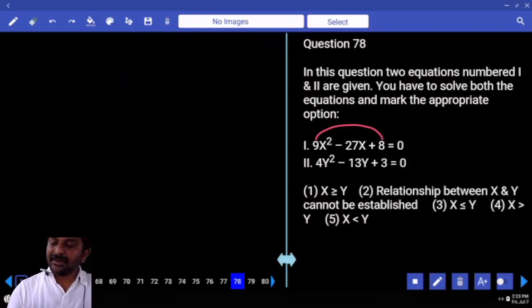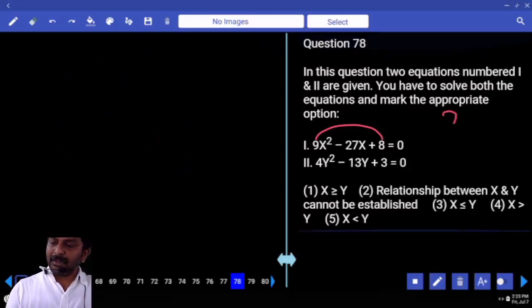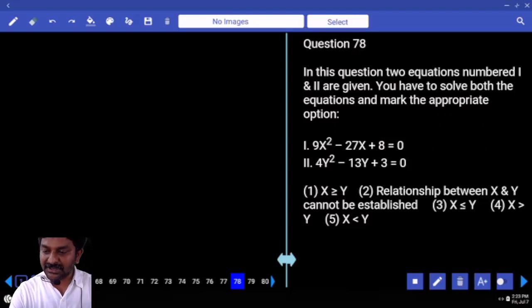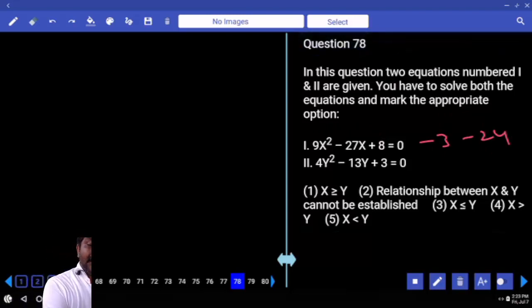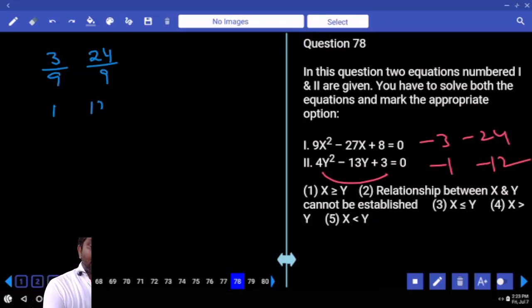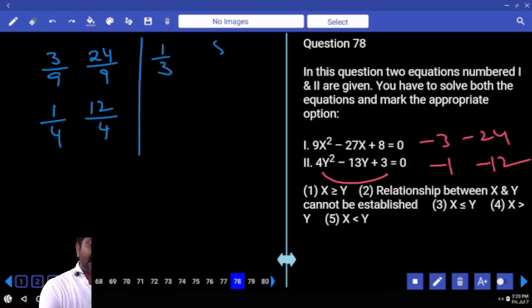70. 72 can be written as 3, 24 times. Minus 3, minus 24 is the combination. Then factors are plus 3, plus 24 by 9. Correct? Next, 4 threes, 12 can be written as minus 1 into minus 12. Factors are 1, 12 divided by 4. Come on. How much is this? 1 by 3. This is 8 by 3. Or otherwise you can write it as 2.